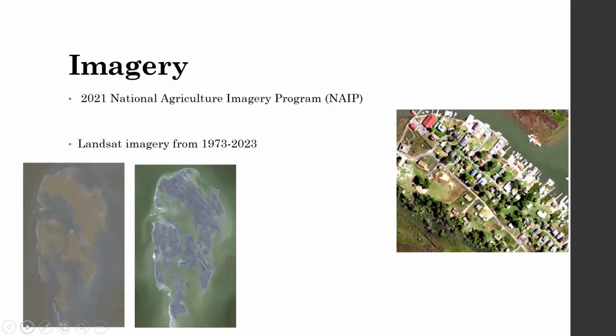And the imagery I plan on using is the imagery from the 2021 National Agricultural Imagery Program from the USDA, and then Landsat imagery from 1973 until this year. So I'll be using data from Landsat 1 all the way to Landsat 9, most likely.